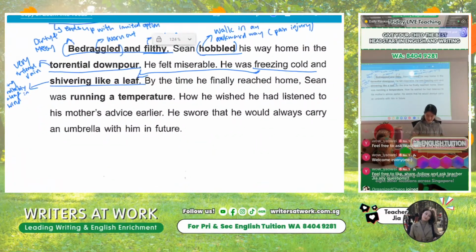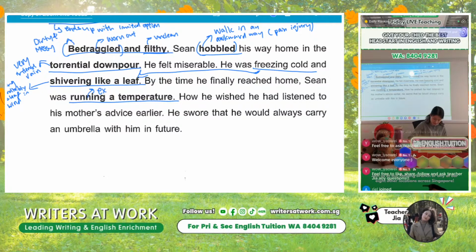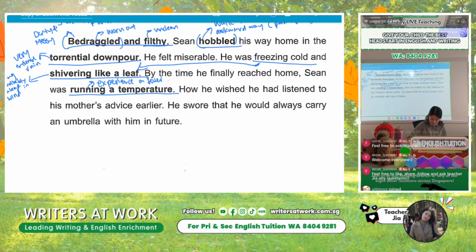Right? So by the time he finally reached home, Sean was running a temperature. But when you say that someone's running a temperature, it's not like his temperature is literally running, although it would be a nice picture to paint, that his temperature is going up so much it feels like his temperature is running up. Essentially, it means that he is experiencing a fever. You can also say running a fever, that works as well. So it means that his body temperature is higher than usual. Okay, that's one way of seeing it.